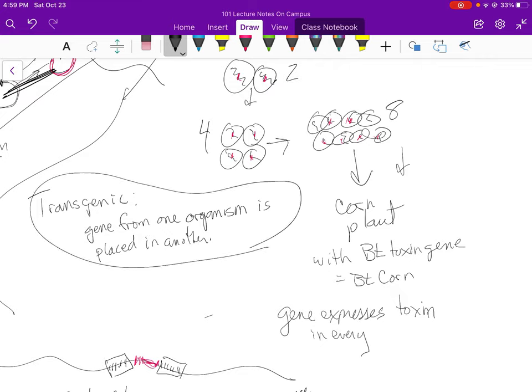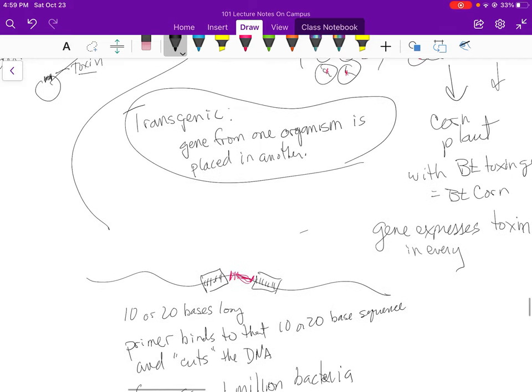This is called a transgenic crop because we've moved an organism's gene from one organism to another. They didn't have to invent any genes to do this. We just took a bacterial gene and put it into a corn plant.